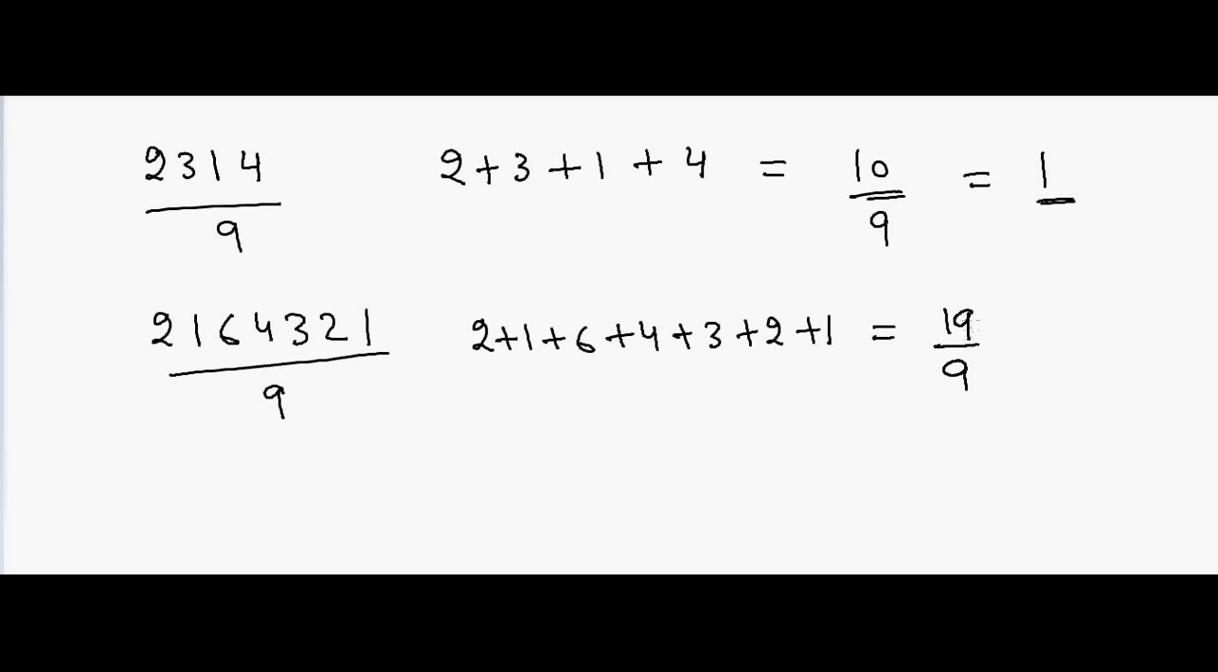So what we'll get here is 9. If you divide 19 by 9, I'll get a remainder of 1. So again, if you divide this number by 9, your remainder will be 1. Another thing you can also do is add 9 plus 1, that will give you 10, and then add 1 plus 0, that will give you 1. So your remainder will be 1.